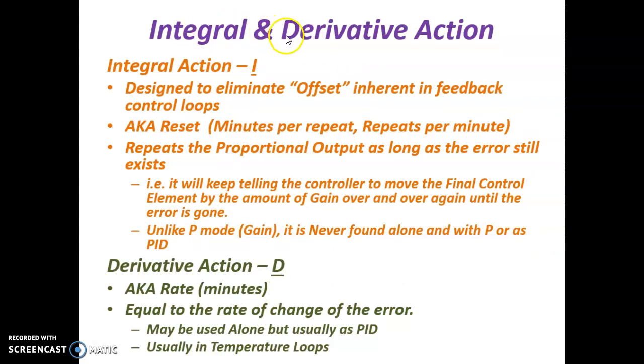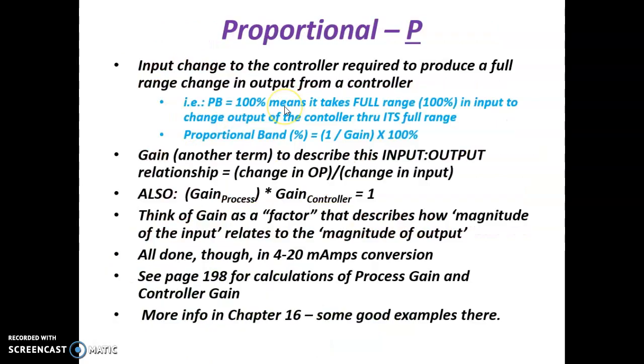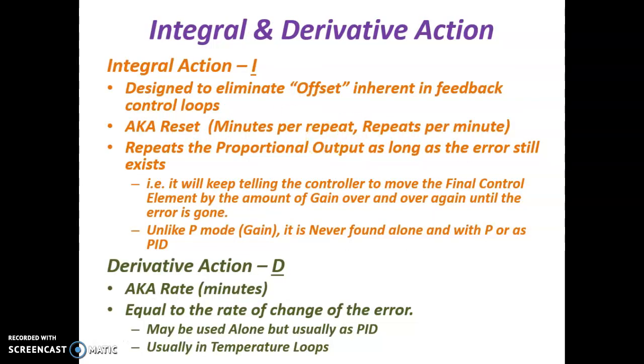Now we'll talk about integral and derivative. Integral action, I. It is designed to eliminate offset, which is inherent in feedback control loops. So for instance, you make an adjustment, right? The valve does the change, and then of course it may overshoot or undershoot. That's this offset. It's also known as reset. So what it does is it will repeat the proportional output, this gain, as long as the error is still there, so many minutes per repeat. That's what the reset means.